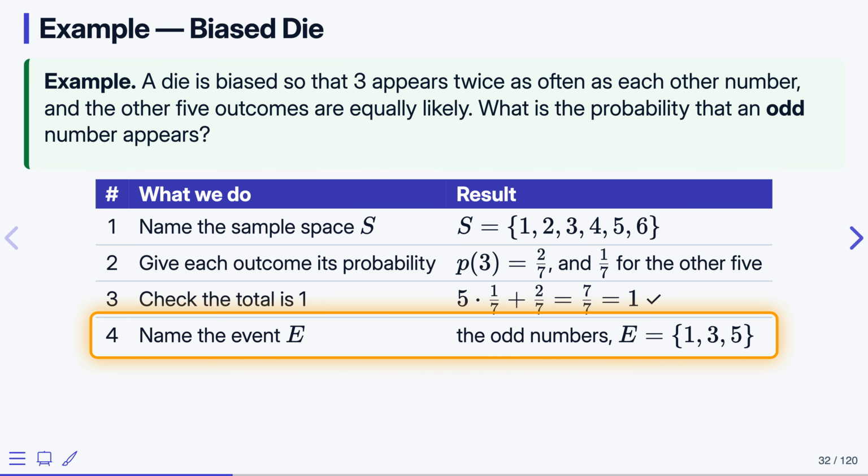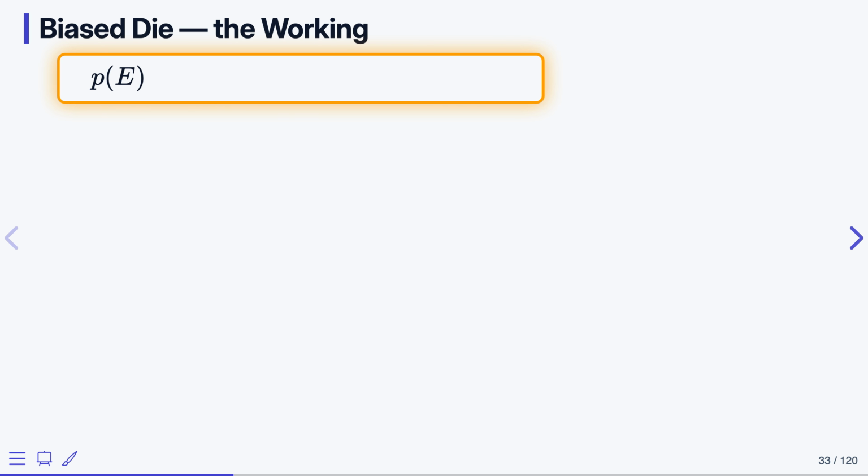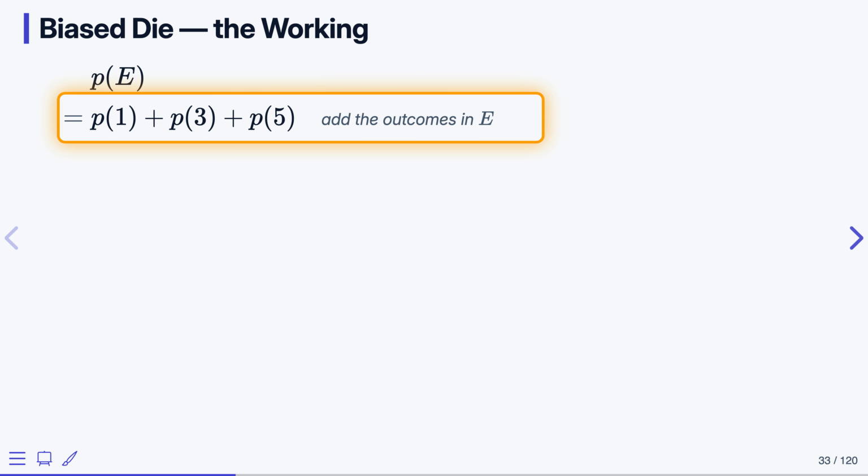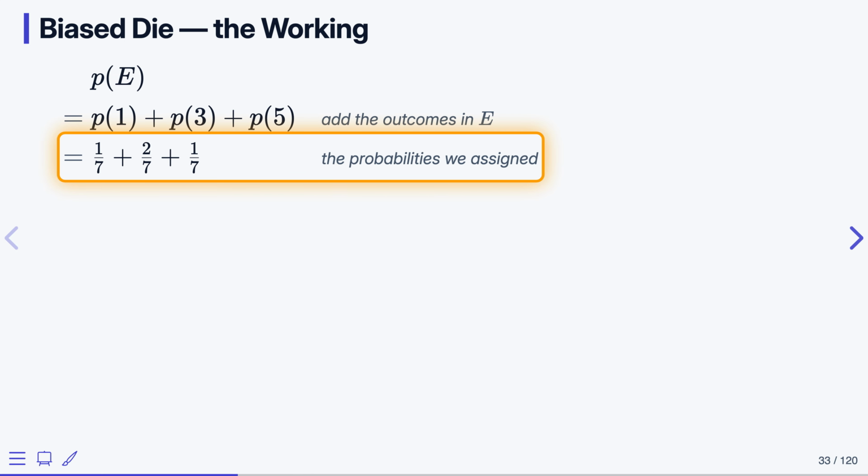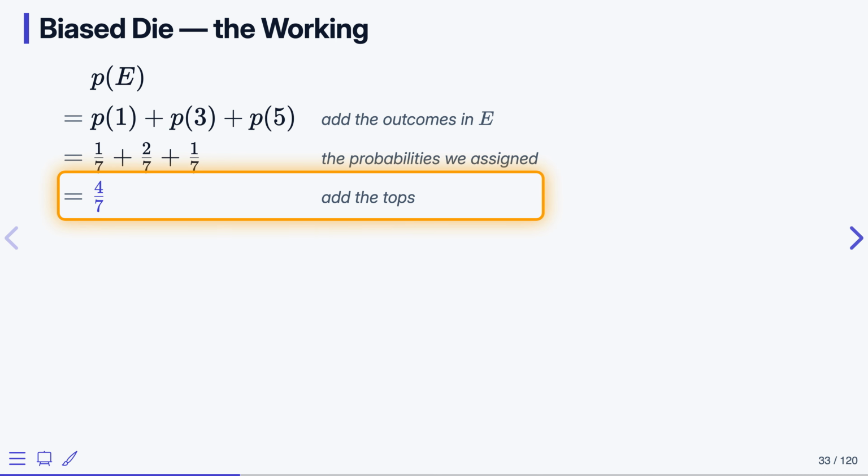Good. Step 4. The event we want is an odd number, that is, the set 1, 3, 5. We want P of E. The probability of an event is the sum of the probabilities of its outcomes. So we add P of 1, P of 3, and P of 5. Now put the numbers in. 1/7 plus 2/7 plus 1/7. The bottoms are all 7, so add the tops. 1 plus 2 plus 1 is 4. The answer is 4/7. Notice it is a little more than 1/2 because the loaded face is odd.